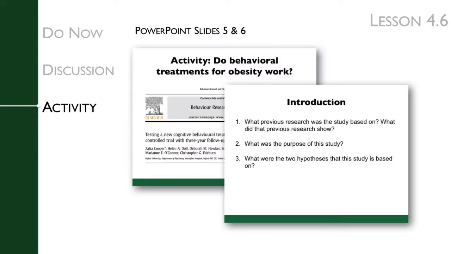Students should read one section of the article, then answer the corresponding questions. For example, after the introduction, students will answer, what previous research was the study based on? What did that research show? What is the purpose of this study? And what were the 2 hypotheses that this study is based on? Caution: review the readings on the worksheet to ensure that they are at an appropriate level for your students.